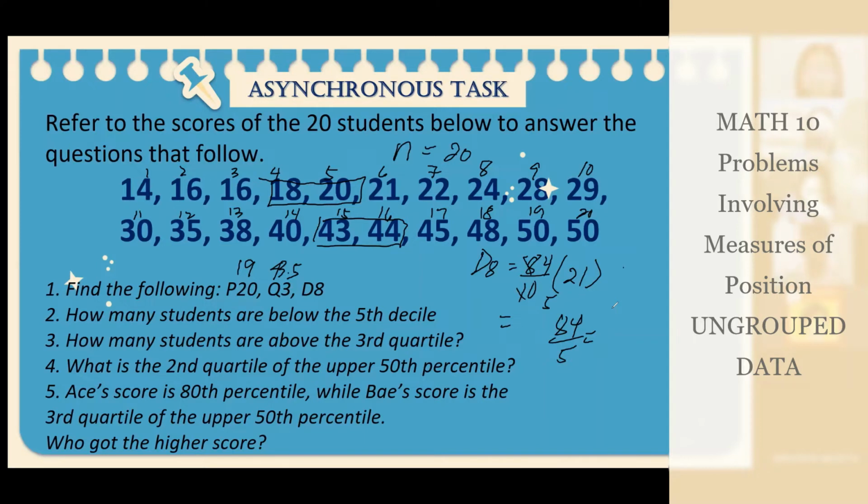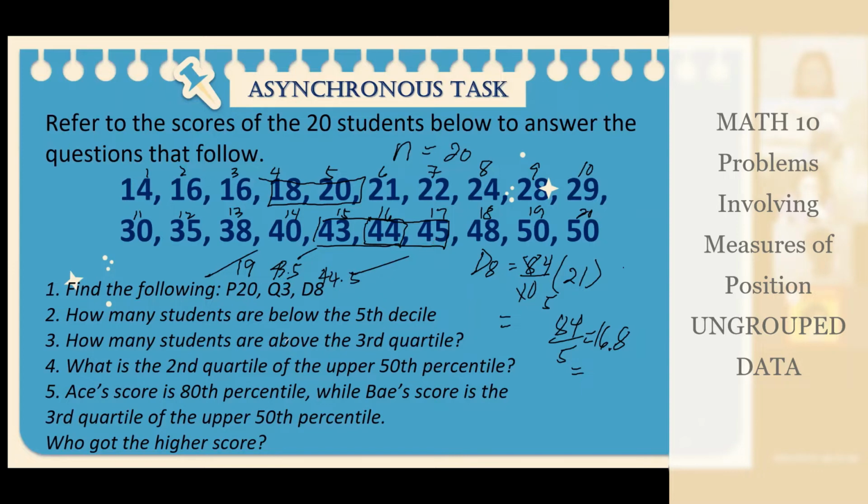Oh, 16.8, miss. 16.8. So there's a decimal again, so we have to consider the 16th and 17th position. Between 44 and 45, that's 44.5. That's why decile 8 is 44.5. Those who answered 44.5, it's correct. So 3 points for number 1. Very good, those who got it correct.